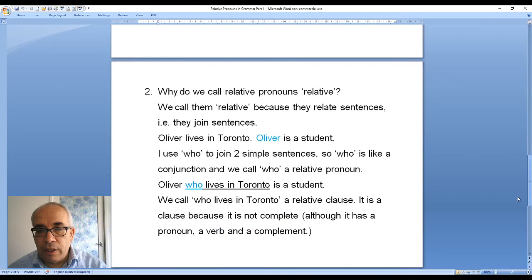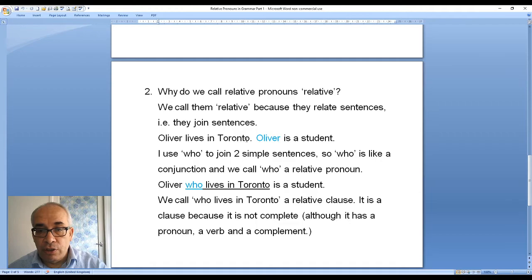Now, I explained why we call relative pronouns pronouns. We call them pronouns because they take the place of nouns. Number 2, why do we call relative pronouns relative? We call them relative because they relate sentences. It means they join them together, they connect them together.